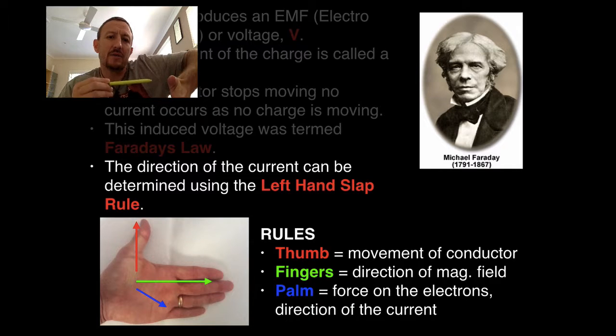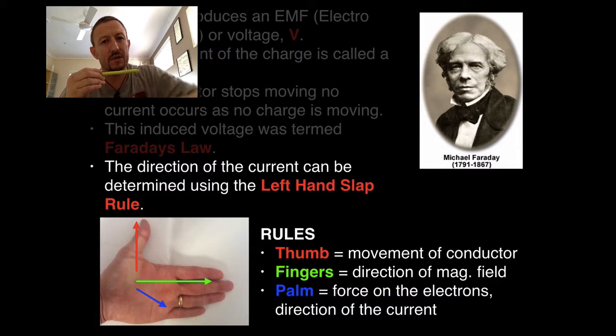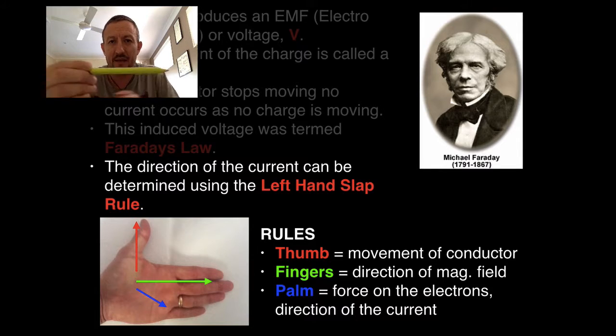Now, if we were to use our slap rules, we could use a left-hand slap rule. This is the direction of motion. The result is our charge is going this way. The result that we then get is that the field lines on this end of the conductor will be going in the same direction as the magnet's magnetic field, and they'll be cancelling out on this side. The result is there's your electromotive force pushing the electrons down this end.